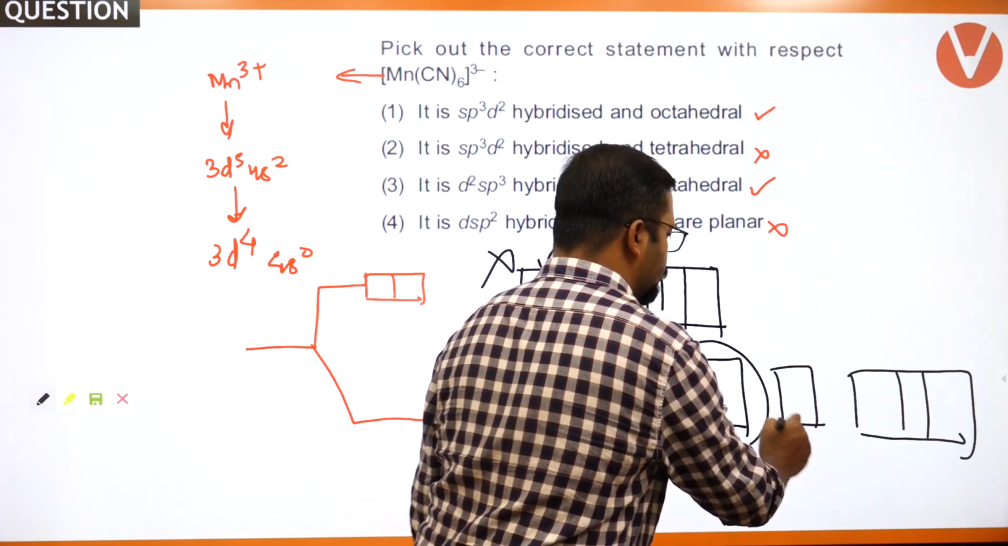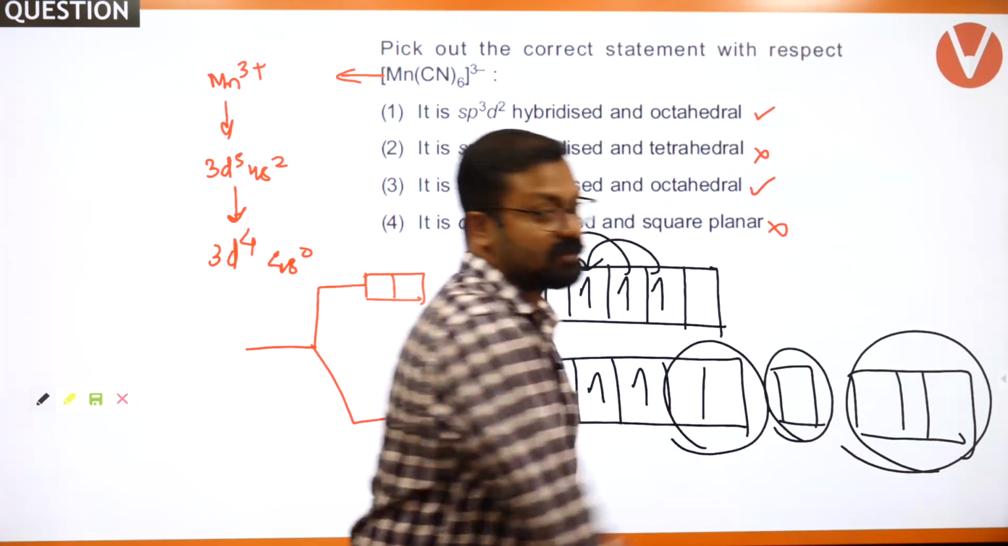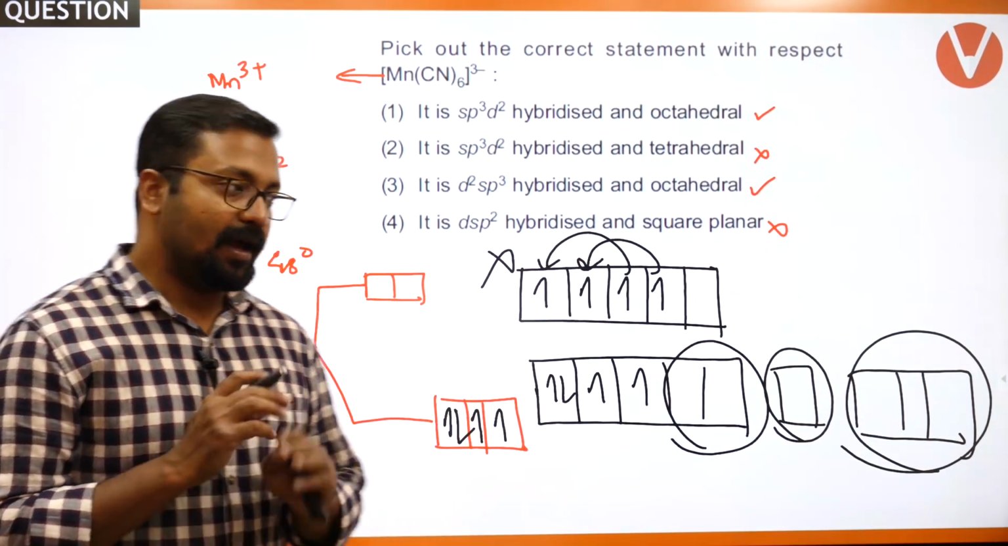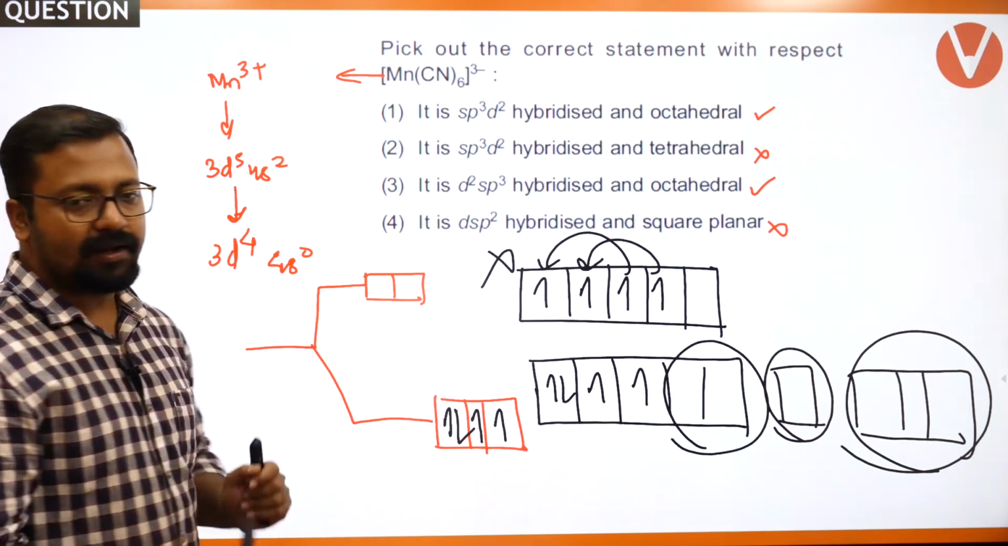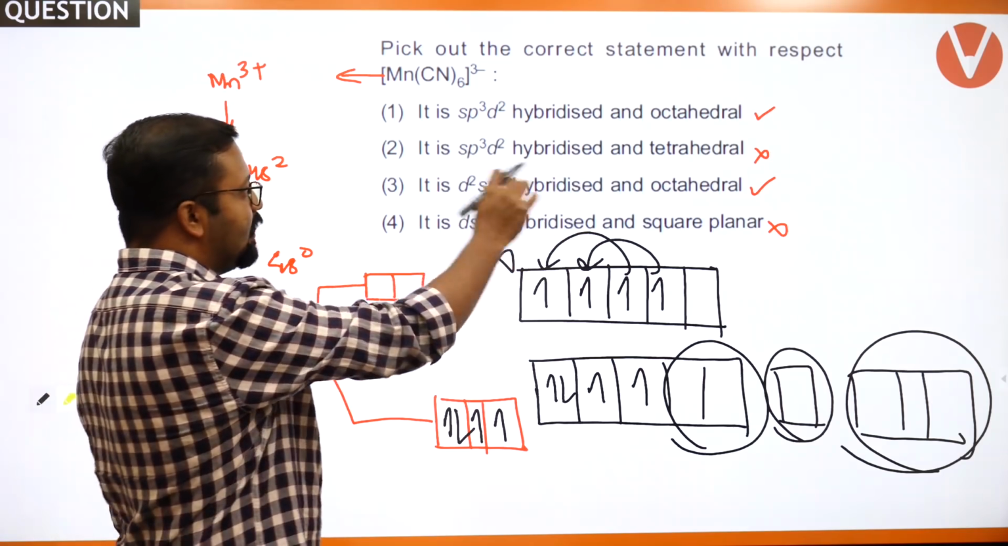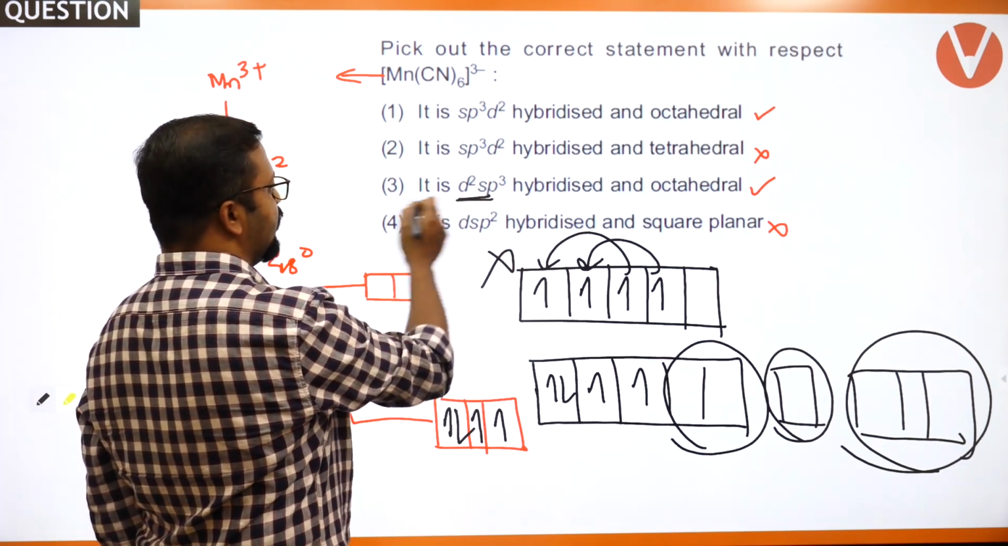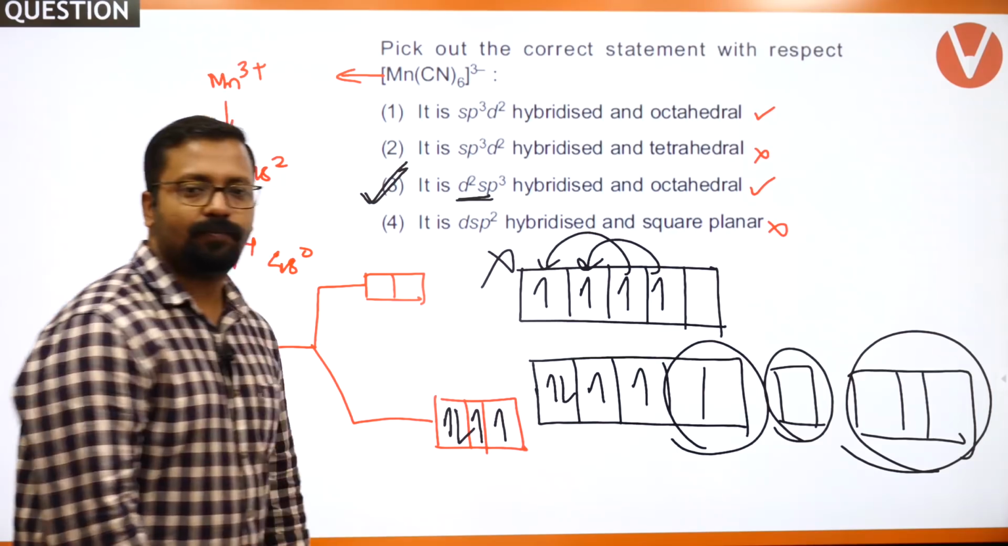So these two, this and this, will receive electrons from CN, and then it will turn out to be an octahedral complex with d2sp3 hybridization. The right answer should be 3.